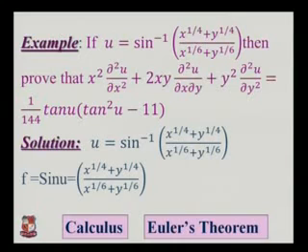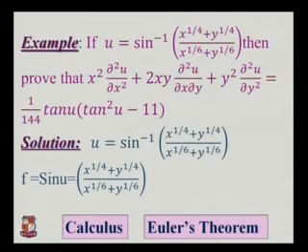Now another example: if u is equal to sin inverse of (x raised to 1 by 4 plus y raised to 1 by 4) upon (x raised to 1 by 6 plus y raised to 1 by 6), then prove that x square del square u by del x square plus 2xy del square u by del x del y plus y square del square u by del y square is equal to 1 upon 144 tan u into (tan square u minus 11). So we have this solution.